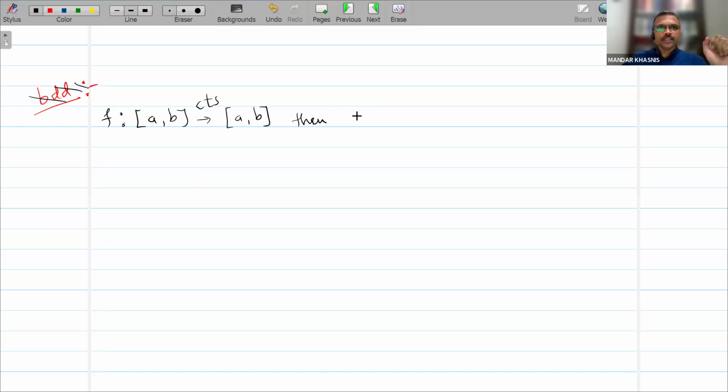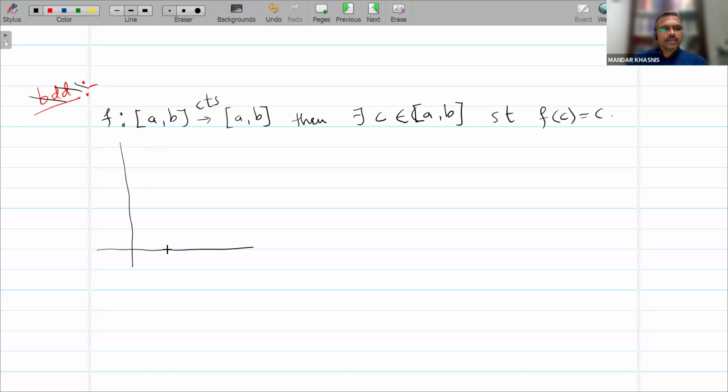So what we can say is there is some point between a and b, maybe closed also, such that f of c is c. In other words, c is a fixed point. c is one of the fixed points of the function. So if the function is from a closed and bounded interval to itself, and it's continuous, then there always exists a fixed point of that function in this interval. And it's very geometric. I thought you know it, but let me just show you. It's very easy to observe.